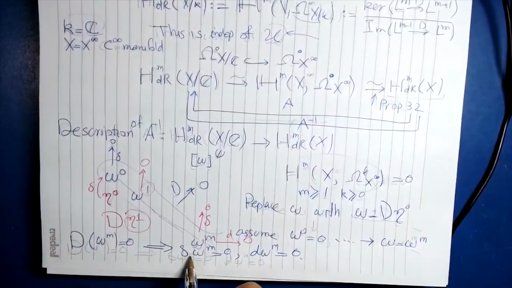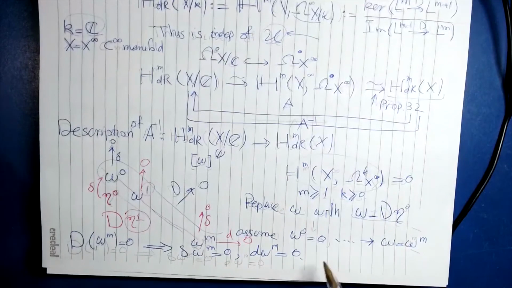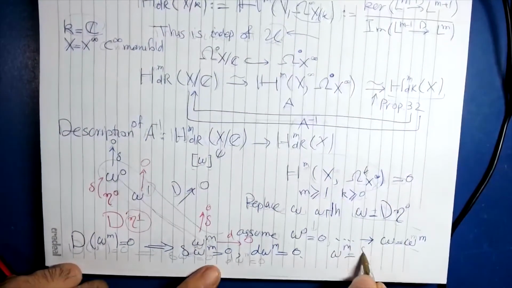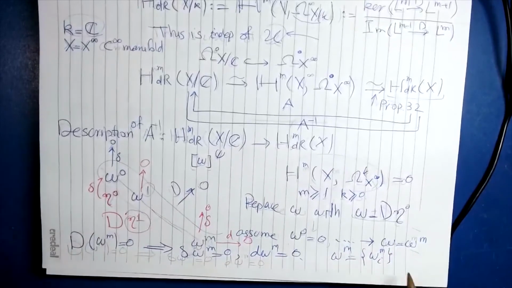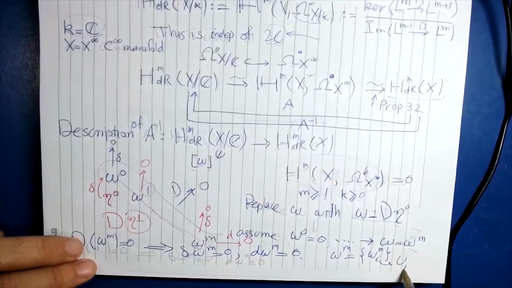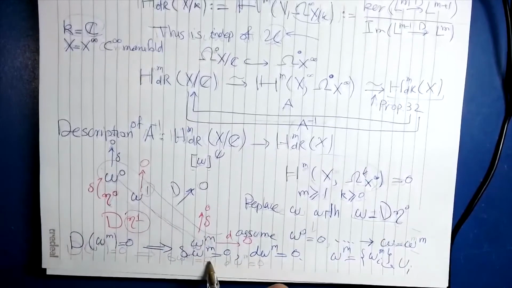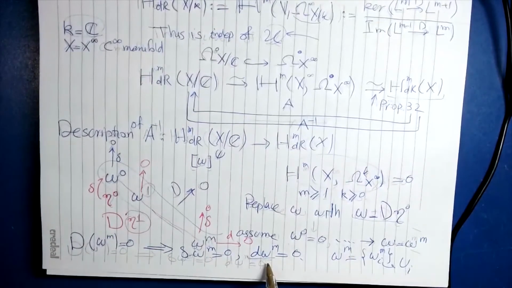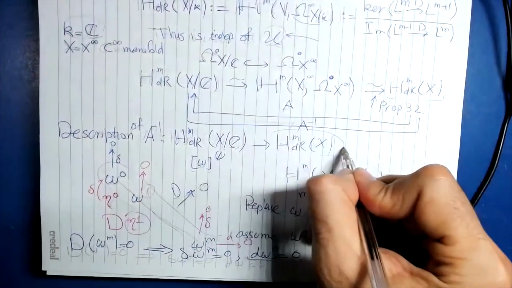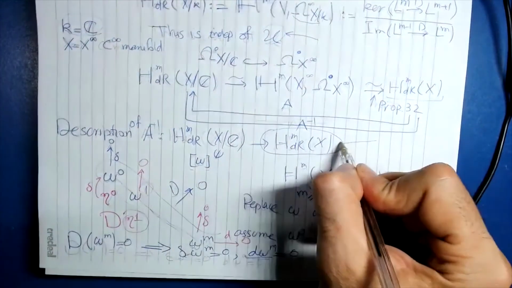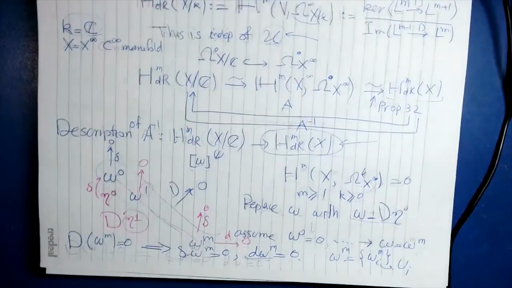So delta omega m equal to 0 means that omega m is actually a collection of m forms defined over U_i. This collection of m forms glue to each other, they give a global differential form, and this global differential form is closed. And so at the end, we will get an element in the classical de Rham cohomology.